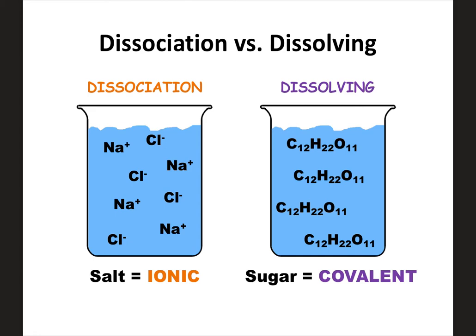Notice what happens when something just dissolves. Sugar is a covalent compound. It does not dissociate, but it dissolves. If you notice here, sugar just gets surrounded by the water. It doesn't split apart. Each sugar molecule literally gets surrounded by the water, and that's why it dissolves. There's a huge difference here. Ionic compounds will separate into their ions. Covalent compounds, if they dissolve, just get surrounded by the water, but they do not split apart into their ions.